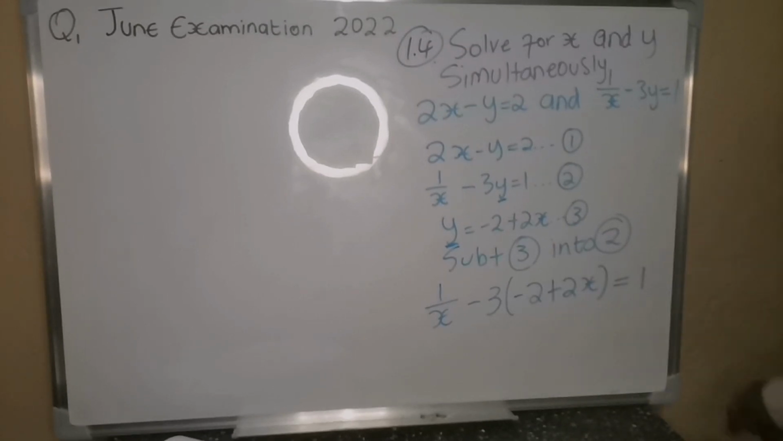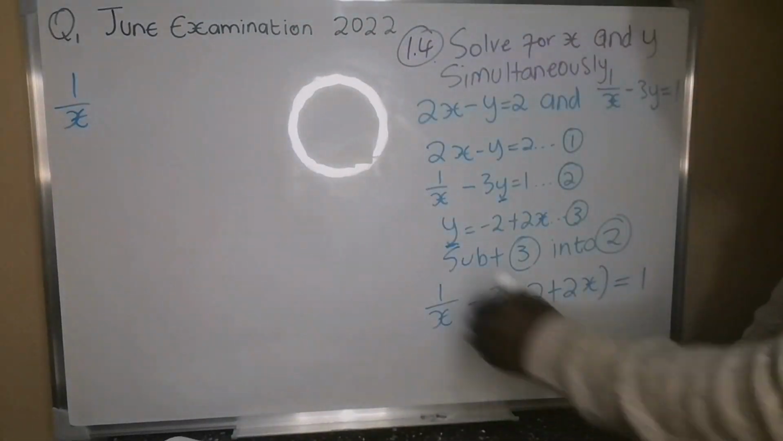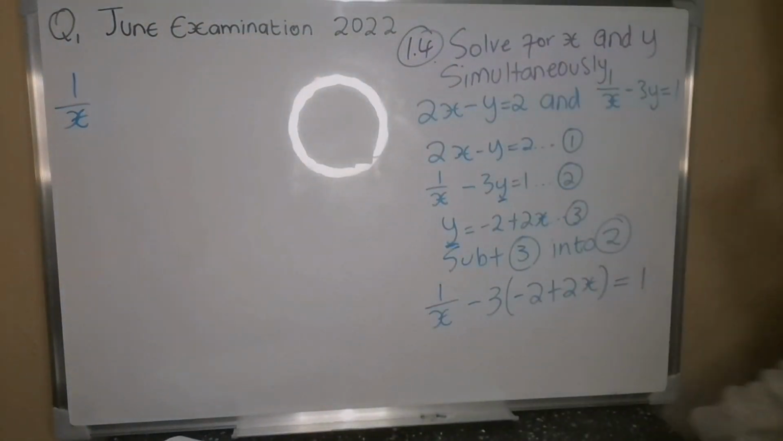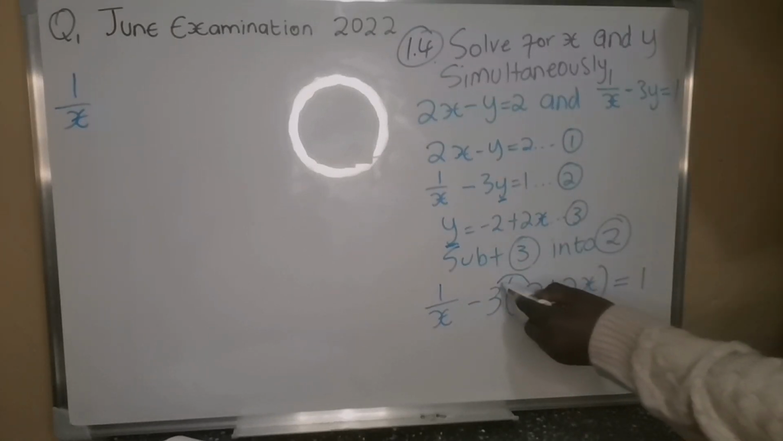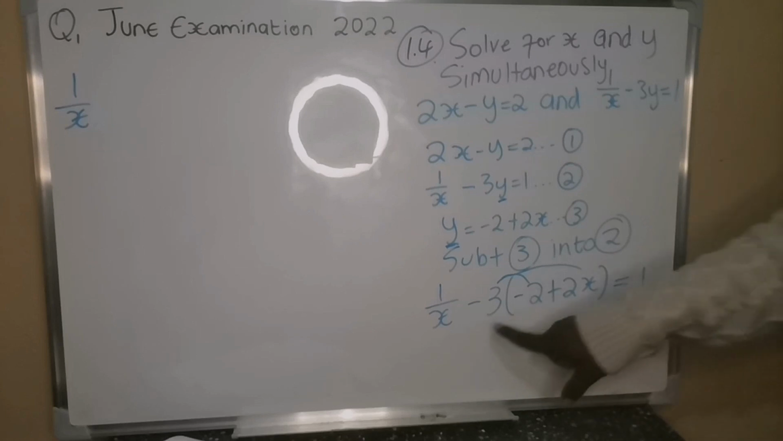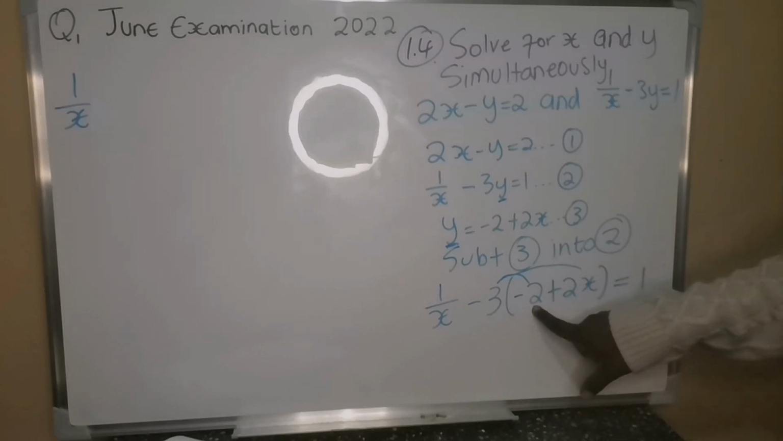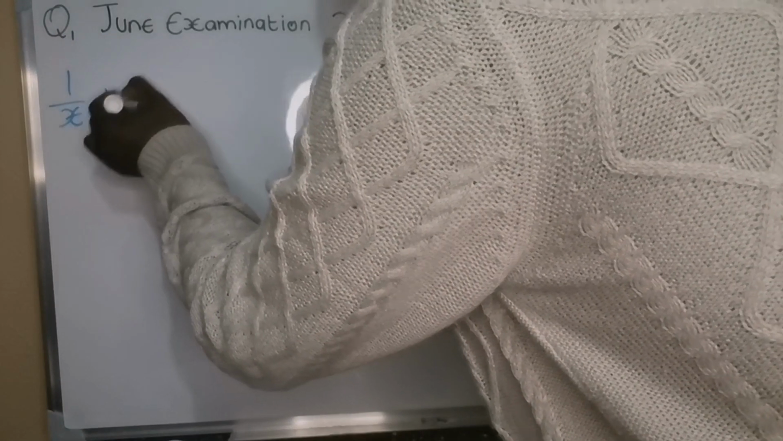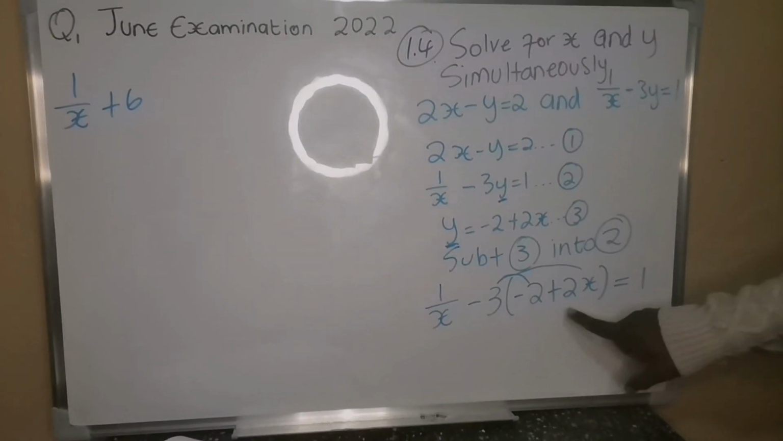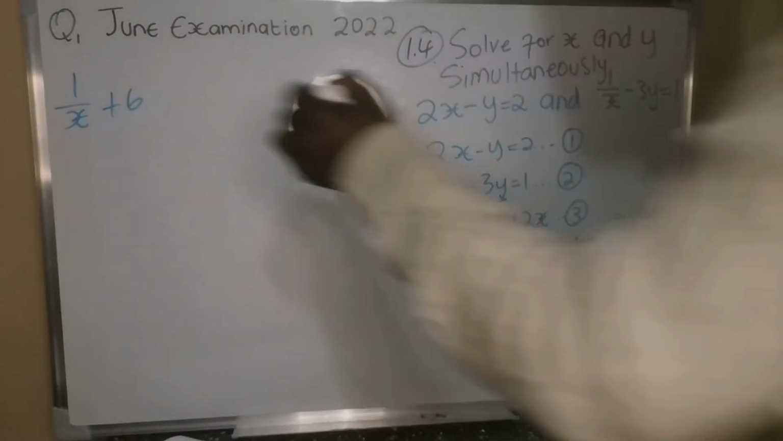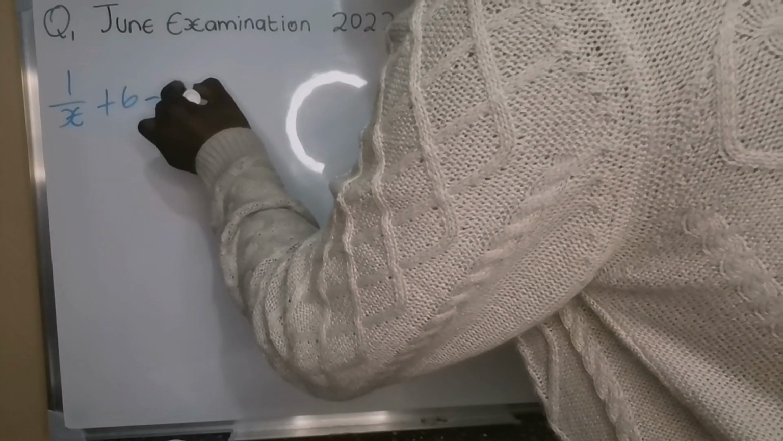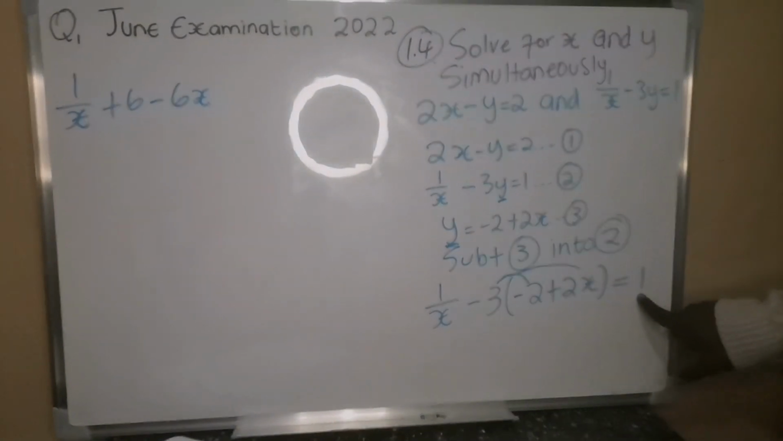Then now, simplify it. 1 over x, and remember, we have a bracket here. So this negative 3 will multiply each and every term inside the bracket. Negative 3 times negative 2 is positive 6. Negative 3 times positive 2x is negative 6x. Equals 1.